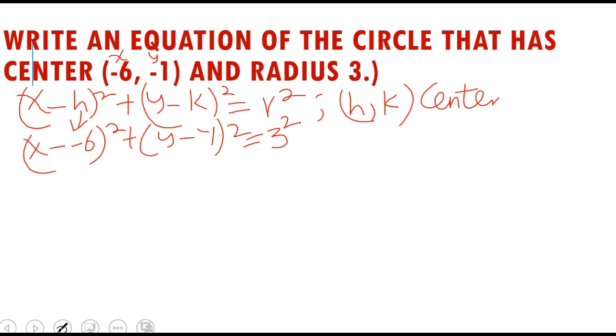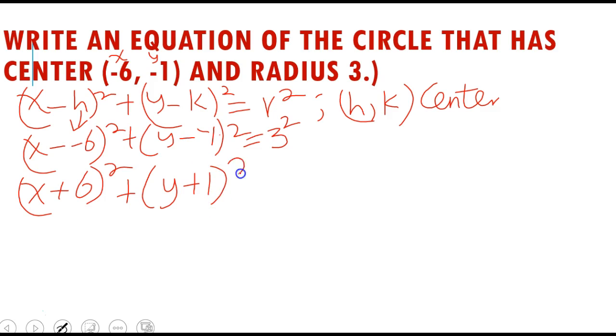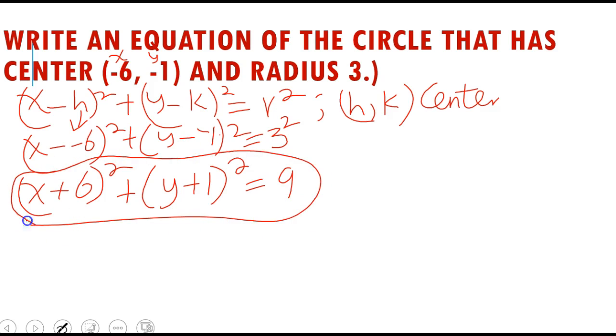And then we simplify: x plus 6 squared, because negative minus -6 is +6, plus same thing here, y plus 1 squared equals, and 3 squared is 9. And there you have it. That's the equation of a circle. That's simple.